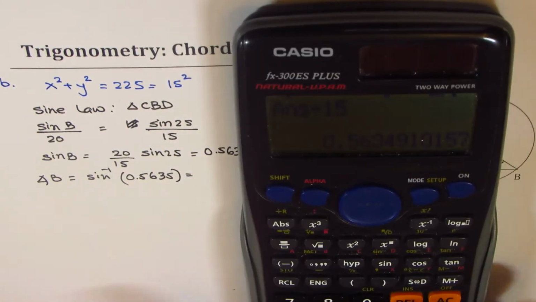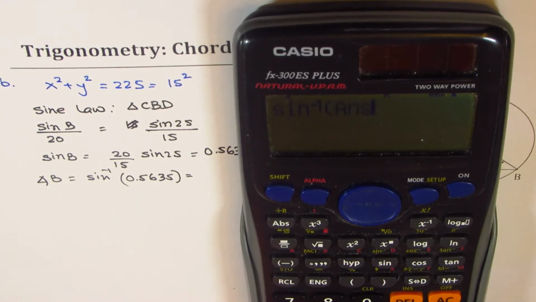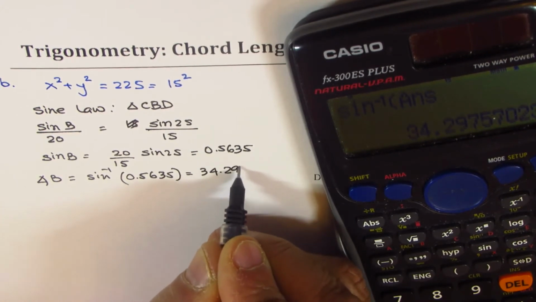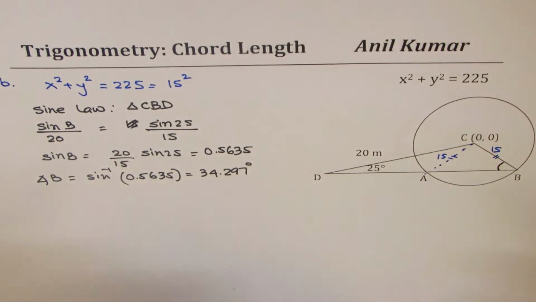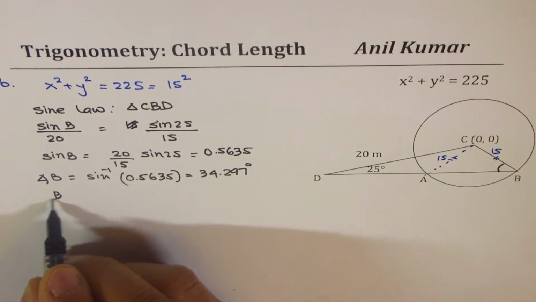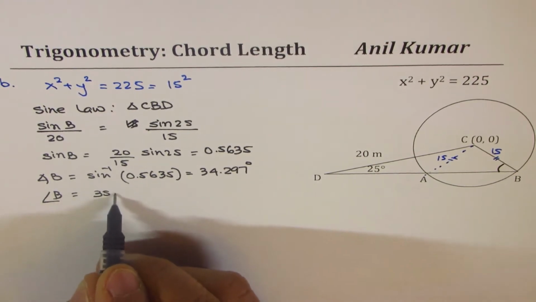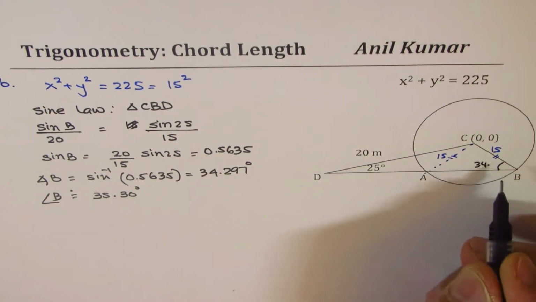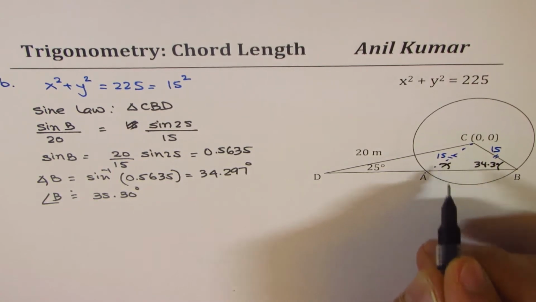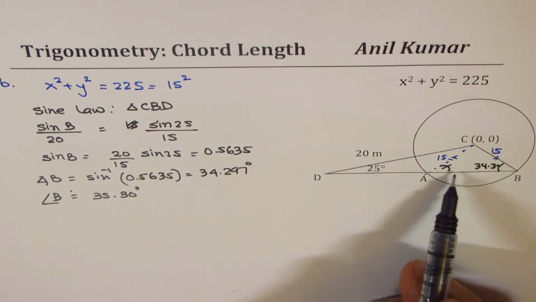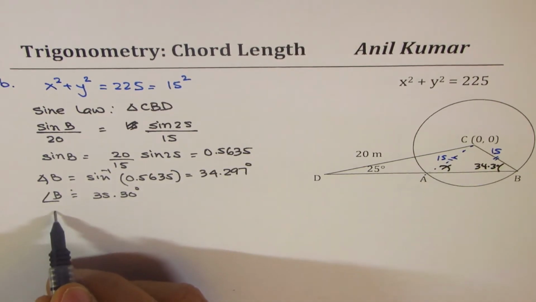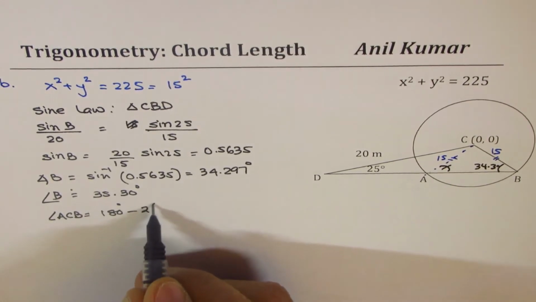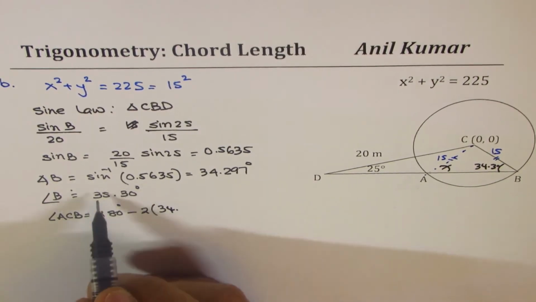And angle B, therefore, is sine inverse of this, which is 0.5635. So if I do inverse of the result, we get 34.297 degrees. We need to round our answers to the 100th, so we can say that angle B is equal to 34.30 degrees, correct? So we know this angle as 34.30. This angle is also the same as the angle on the other side. Now that helps us to find the angle C, right? So we know angle ACB will be equal to 180 degrees minus twice 34.30.